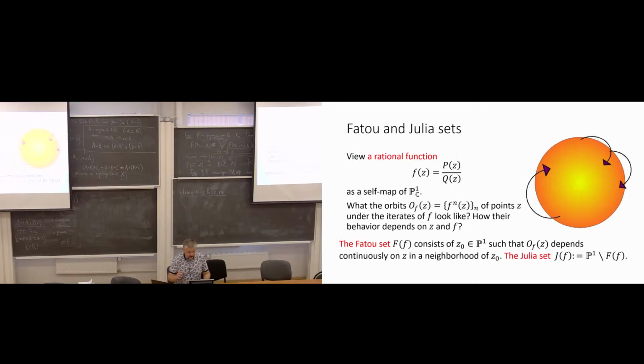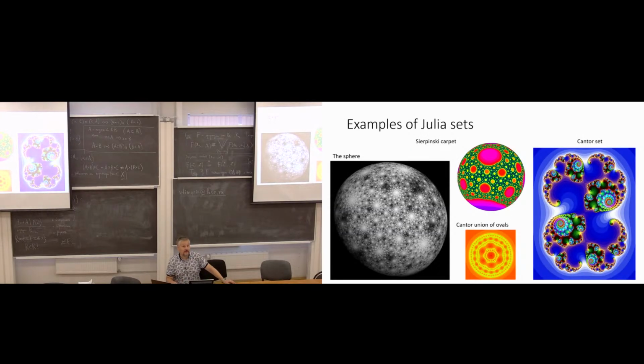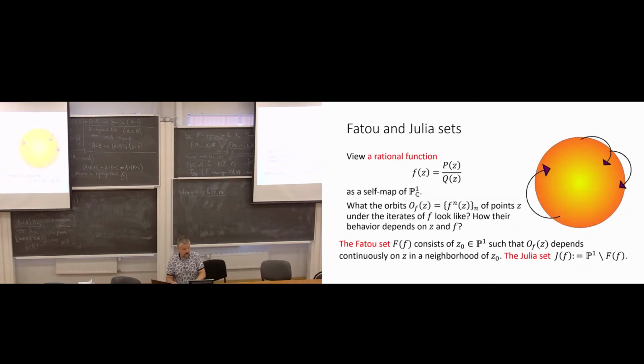So let me start with major concepts of one-dimensional complex dynamics. I don't know why it switches. So these are Fatou and Julia sets. What we consider, on the one hand, we consider very familiar algebraic objects. These are rational functions of one complex variable.